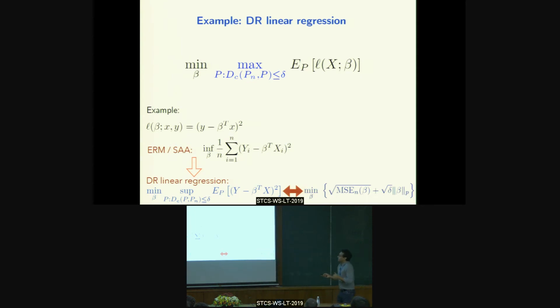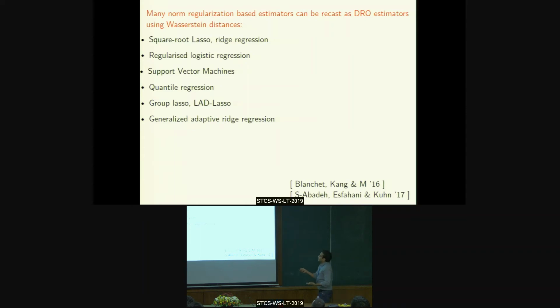Okay. The same idea extends a little bit, and many other problems such as logistic regression, support vector machines, quantile regression, least absolute deviation, lasso, many of these regularization based algorithms actually can be represented equivalently as distributionally robust optimization with Wasserstein distances. So this in some way says norm regularization is good. It is useful. It provides a little bit of adversarial robustness. There has been plenty of interpretation of norm regularization. Here we have the interpretation that they are also adversarially robust.